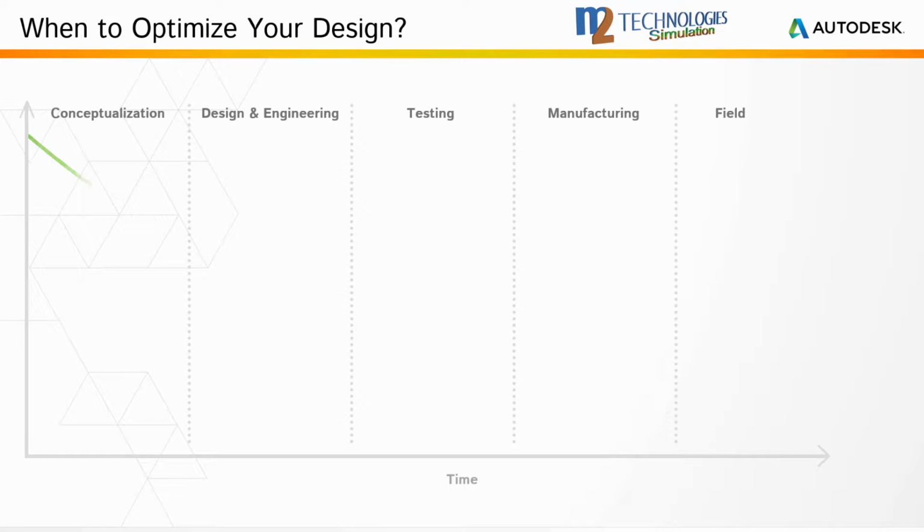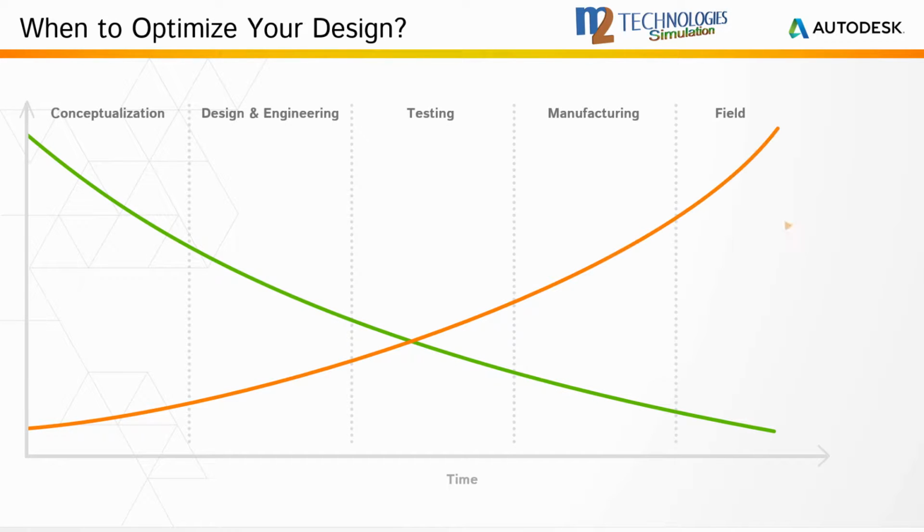So when is the best time to simulate and optimize your design? Over the product development lifecycle, the ability to affect the functional capabilities of the design declines as the cost of making changes increases. The best time to identify failure modes is during the design and engineering phase. This way, the design is still flexible enough to make the necessary changes, and cost of those changes is minimized.